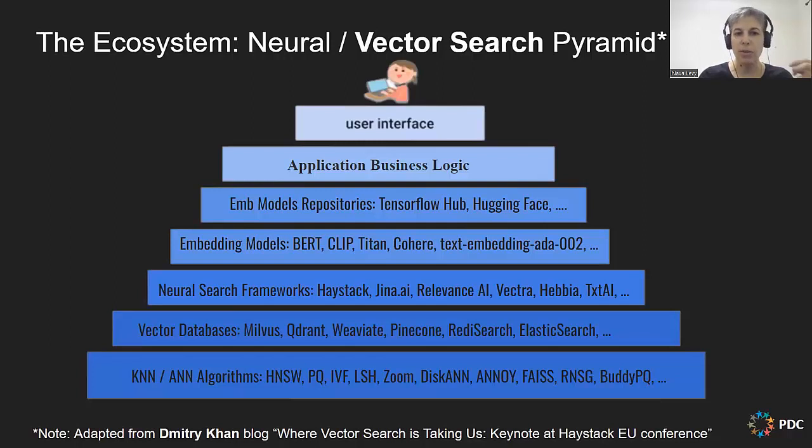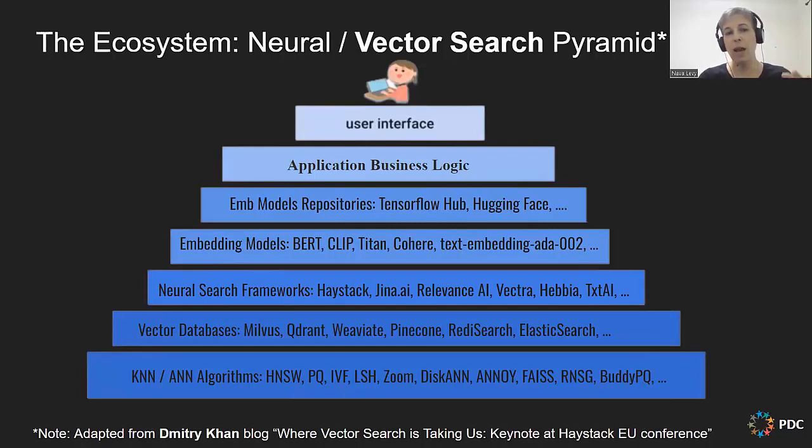Neural search frameworks are very important because they abstract the complexities of the layers below, and they bring developers a much faster time to market for innovations and applications. So Haystack, Jina AI, Relevance AI, Vectara, etc.